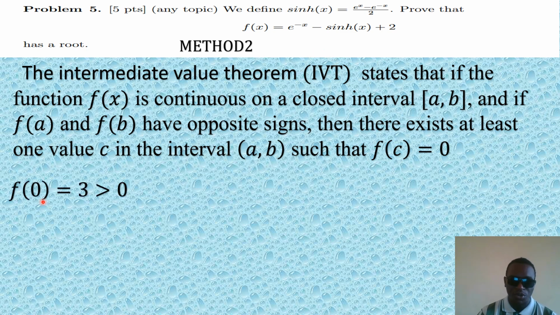So f of 0 we know is equal to 3, which is strictly greater than 0. When you talk of f of 0, it means we come to our function here and replace x by 0. So this one will now become 1. Exponential of 0 is 1, times 3, 3 minus 1 plus 4. That is equal to 6 divided by 2, which is 3. And 3 is positive.